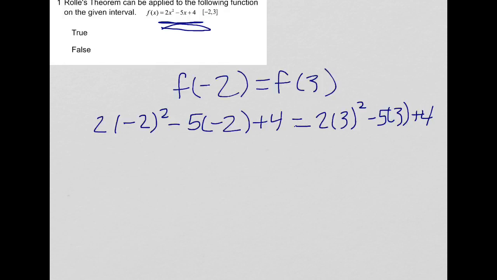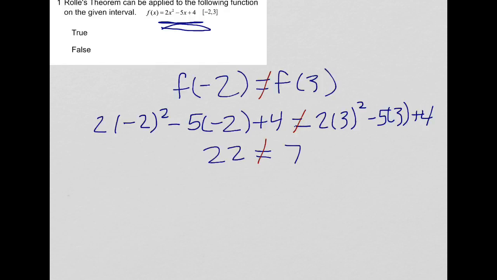And so if I were to work all this out, either by hand or on my calculator, depending on what section of the test this was on, I got 22 and 7. So the reality is that f of negative 2 is not equal to negative 3.